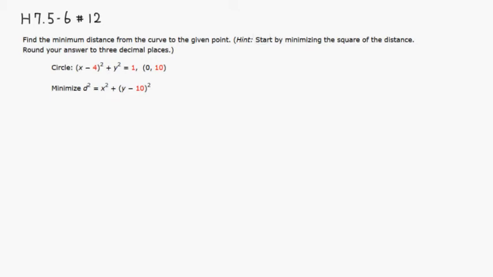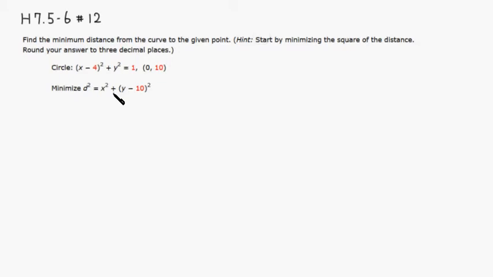Alright, let's look at homework 7.5, 7.6, problem number 12. We want to find the shortest distance between the circle and the point. They're using the distance formula, so this is actually a square distance, so we want to minimize this expression right there. Alright, so let's do that.